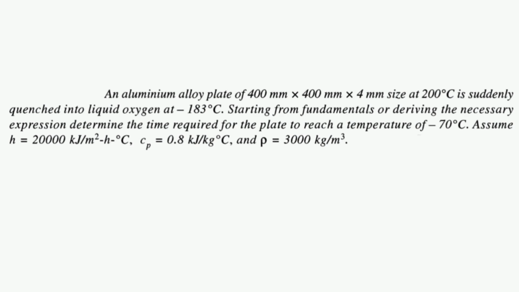An aluminum alloy plate of 400 mm by 400 mm by 4 mm thickness at 200 degrees Celsius is suddenly congealed into liquid oxygen at minus 183 degrees Celsius. Starting from fundamentals or deriving the necessary expression, determine the time required for the plate to reach a temperature of minus 70 degrees Celsius, assuming h is equal to 20,000 kilojoule per meter square per hour degree Celsius, Cp is equal to 0.8 kilojoule per kilogram degree Celsius, and rho is equal to 3000 kilogram per meter cube.